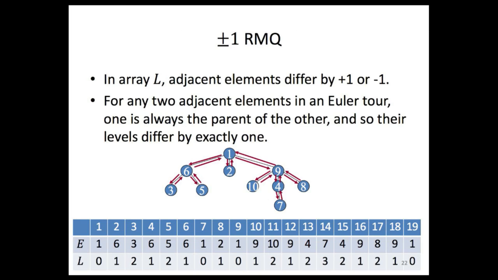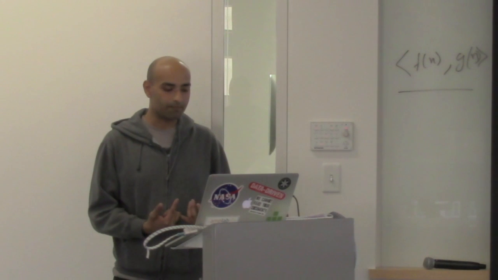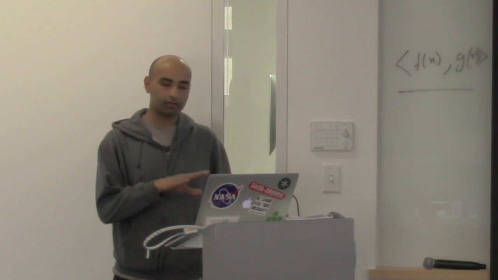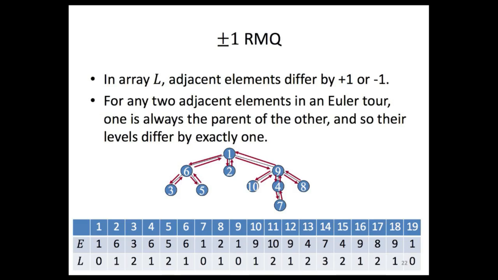Now, I'll take a slight deviation from the paper's order, and then come back to it, is this definition of the +1 -1 observation which the paper talks about. So going back to our tree structure, which gave us the array structure for doing the RMQ, if you see the levels, they always vary by +1 or -1 from the previous value.